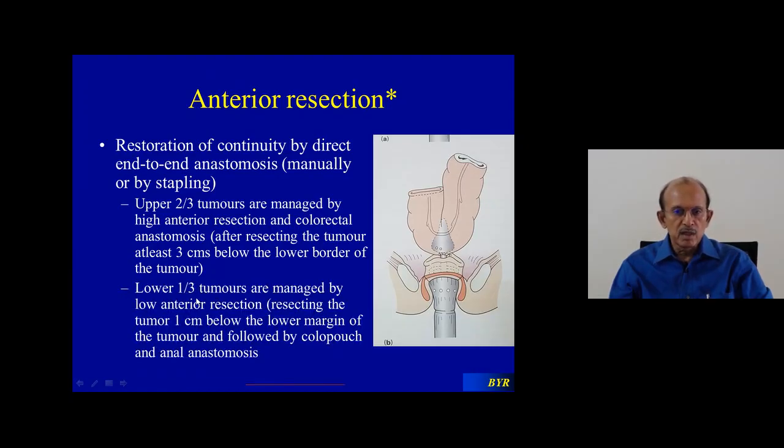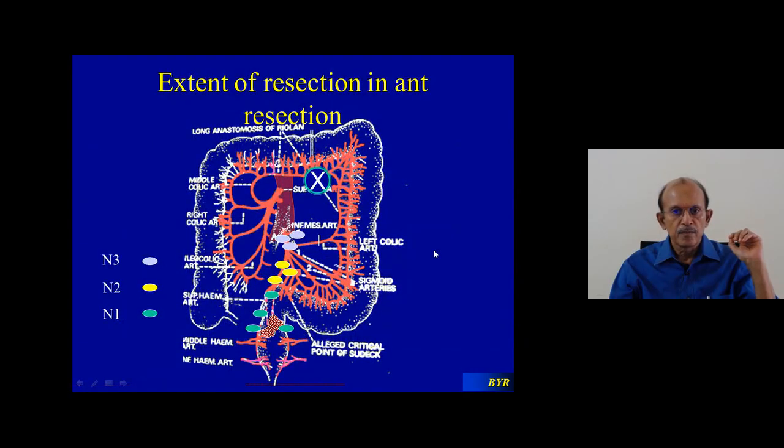The lower one-third tumors are managed by low anterior resection, that means by doing a coloanal pouch anastomosis. So for lower one-third tumors, it is possible if a lower border clearance of 2 centimeters is there. If 2 centimeter clearance is not there, they should go for total anal and rectal excision. So this is the sphincter saving operation where you remove the sigmoid and the upper two-thirds of the rectum with the mesentery having the vessels, up to the origin of the inferior mesenteric artery.